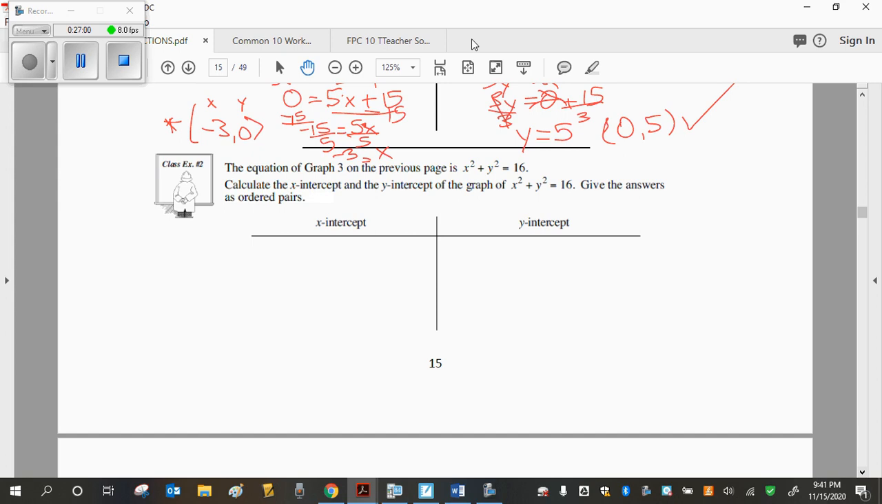Okay, so what do we write down? For x-intercept, what equals 0? Yes, y equals 0. For the y-intercept, x equals 0.